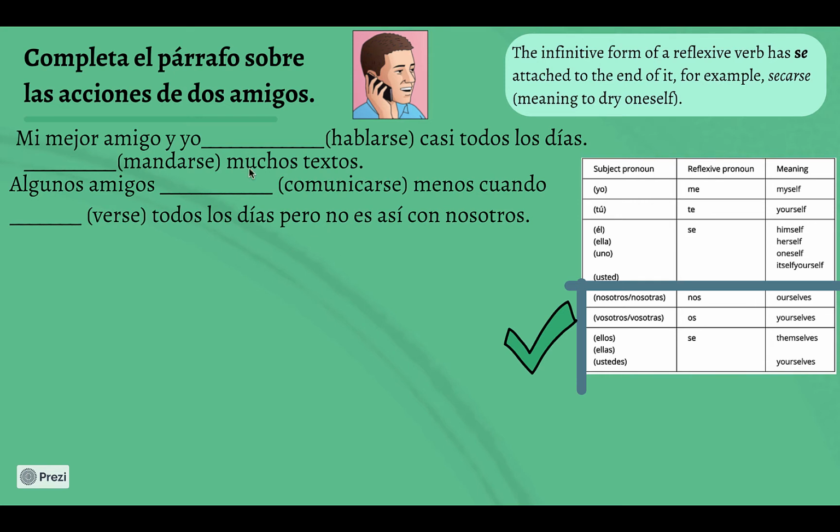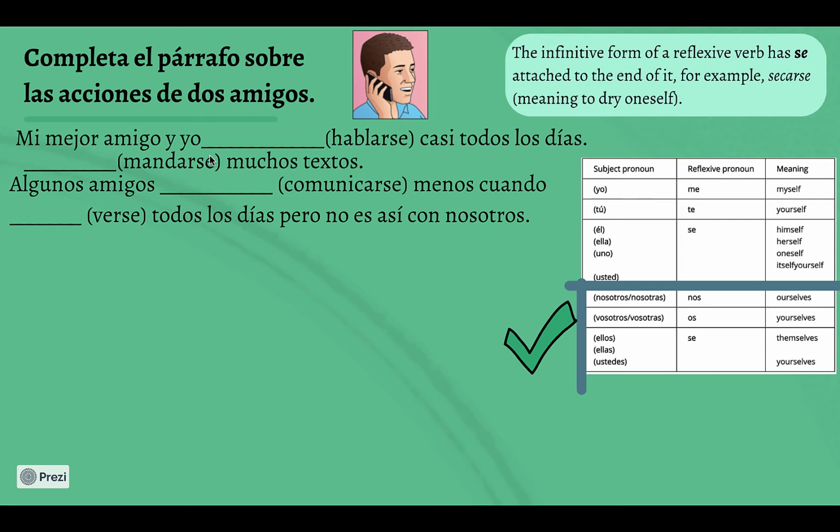Completa el párrafo sobre las acciones de dos amigos. So let's complete this paragraph about the actions of two friends. In parentheses, they have given us the infinitive form of a reflexive verb. Okay? And as you can see, the reflexive verb has se attached to the end of it, the infinitive form of it. Mi mejor amigo y yo. And here you can pause, try yourself, and then press play and see if you get the right answers.